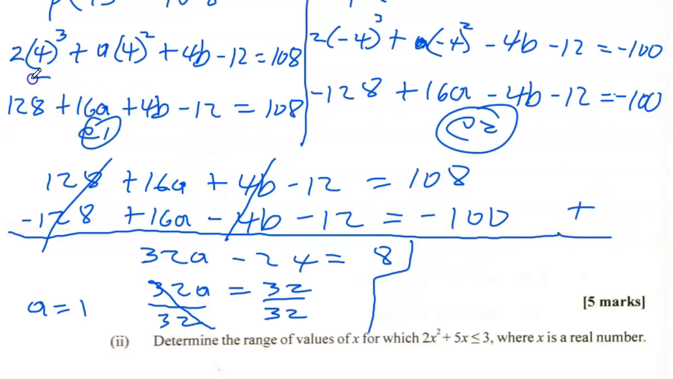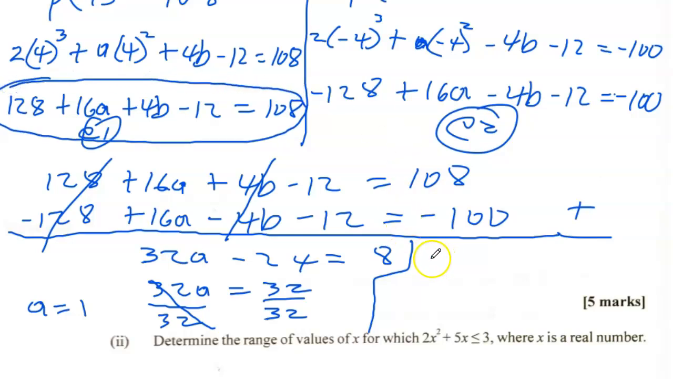So here's equation 1. We can simply replace a with 1. So we end up with 128. If we replace a with 1, 16 times a, that's 16 times 1, which is positive 16, plus 4b minus 12 equal to 108. And we can simply group everything on one side. So we end up with 4b equal to, let's group all the constants on the right hand side. We have what now?